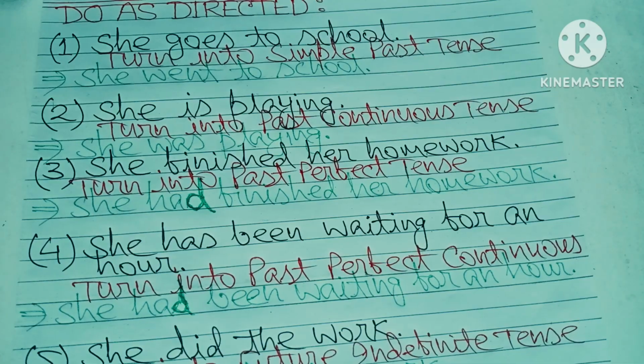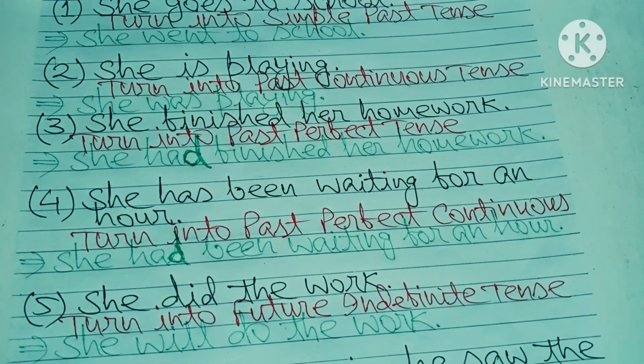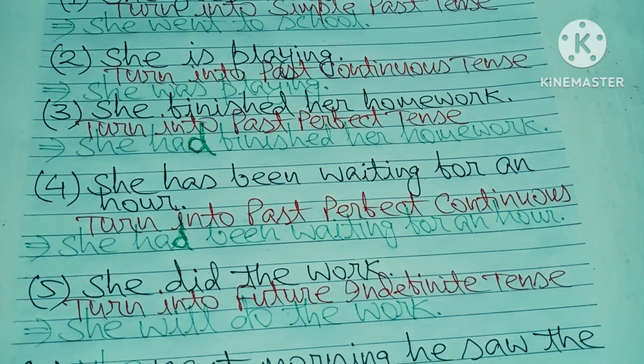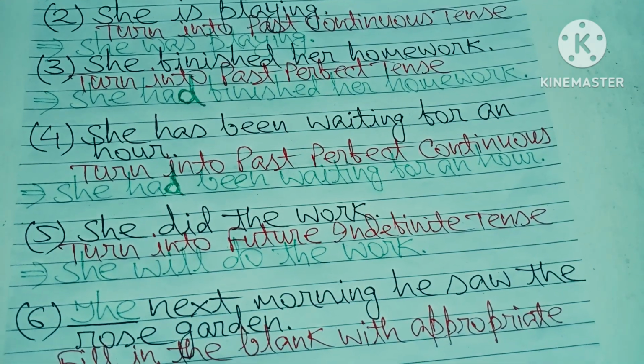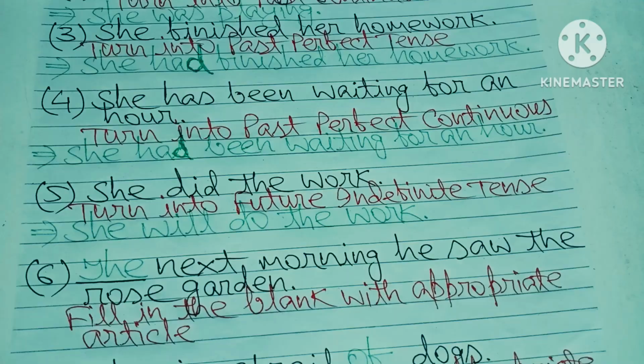Number 3. She finished her homework. Turn into past perfect tense. Answer: She had finished her homework. Number 4. She has been waiting for an hour. Turn into past perfect continuous. Answer: She had been waiting for an hour. Number 5. She did the work. Turn into future indefinite tense. Answer: She will do the work.